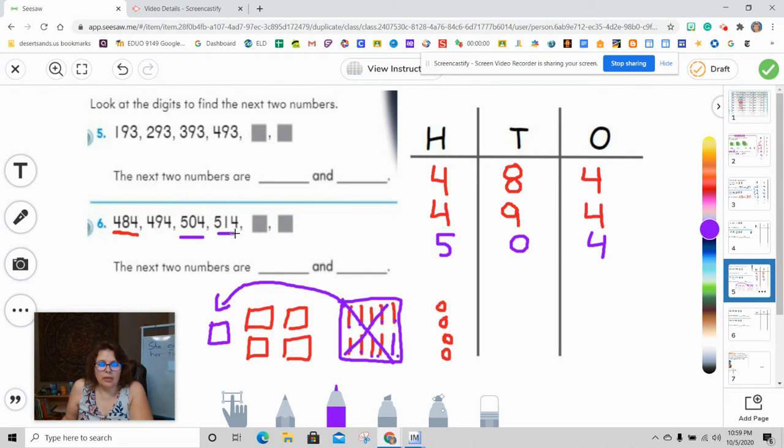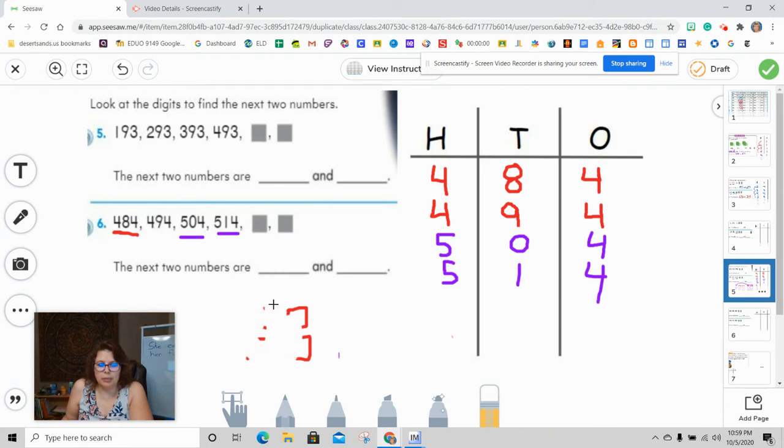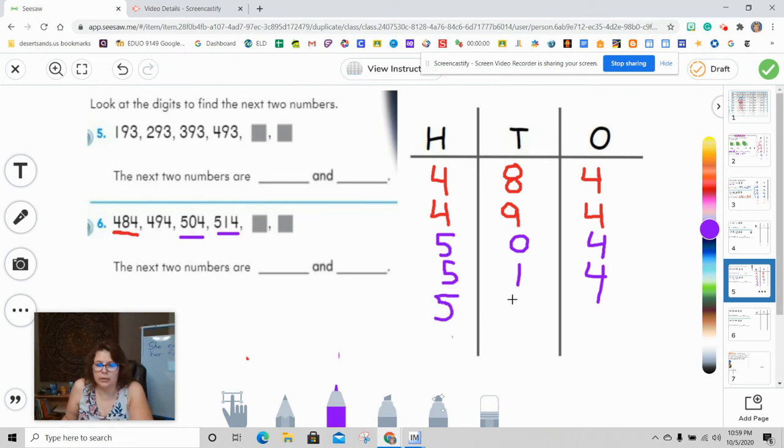Then I have 514. So now I can follow the pattern and you understand what happened there. Why did that hundreds place change? So now I'm going to continue. What are my next 2 numbers? Well, we know that because we're already in the hundreds place and this is not a 9 yet, so we can still have 500s. We follow the same pattern.